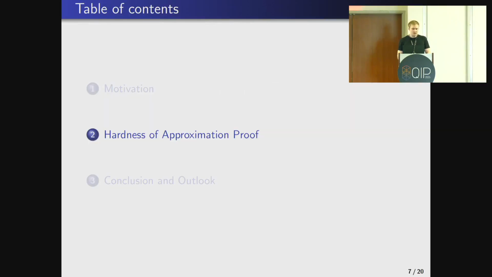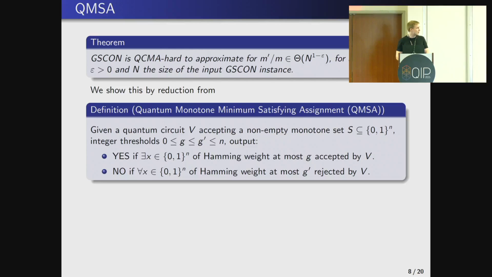So then let's see how we are trying to prove these things. First up is the ground-state connectivity hardness of approximation proof. And we are going to look at the following problem. It's called QMSA, and it basically asks, given a circuit V, does there exist a proof of small Hamming rate that is accepted, or is every accepting proof of high Hamming rate? And the Hamming rates are called G and G prime.